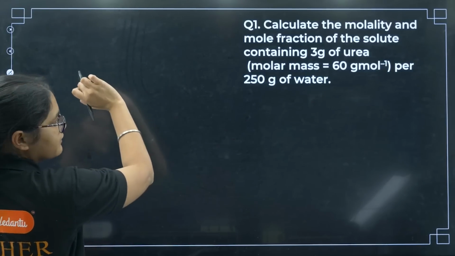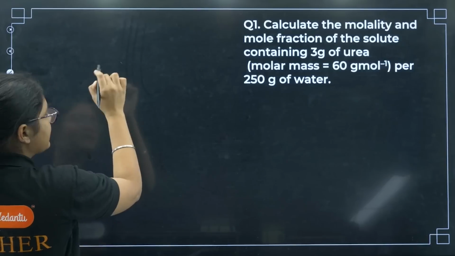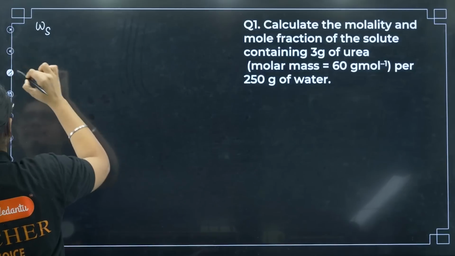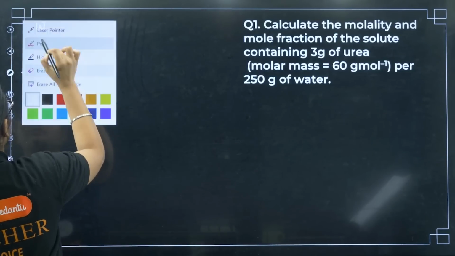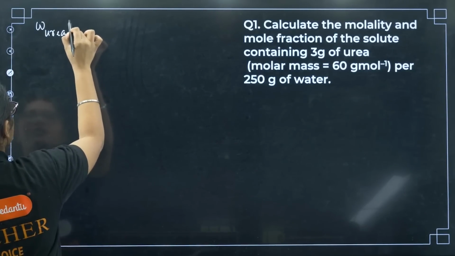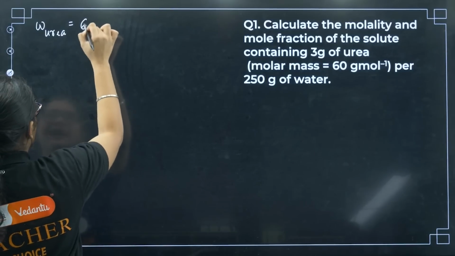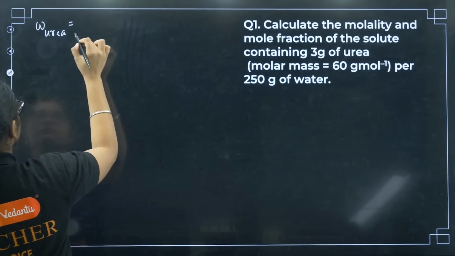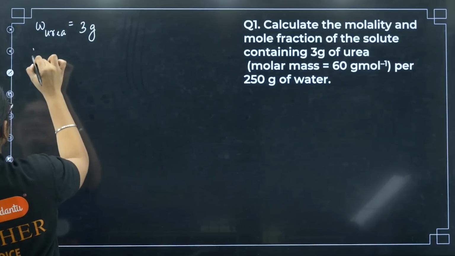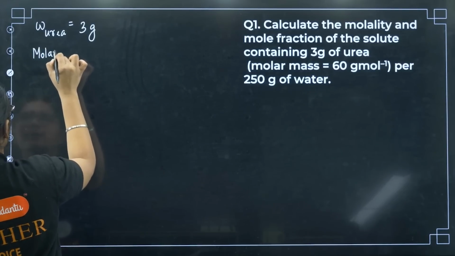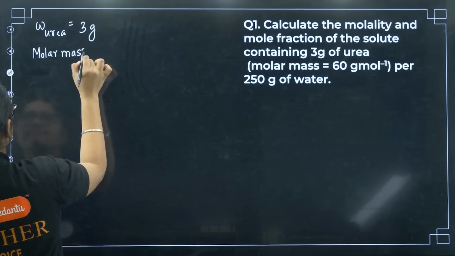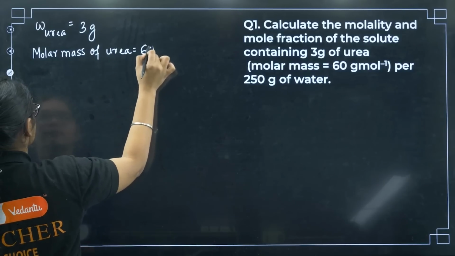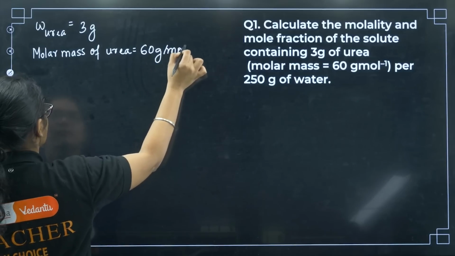First, what values are given to me? I have 3 gram of urea, so I can write weight of urea is 3 gram. Next, I have the molar mass of urea, which is already given to me: 60 gram per mole.